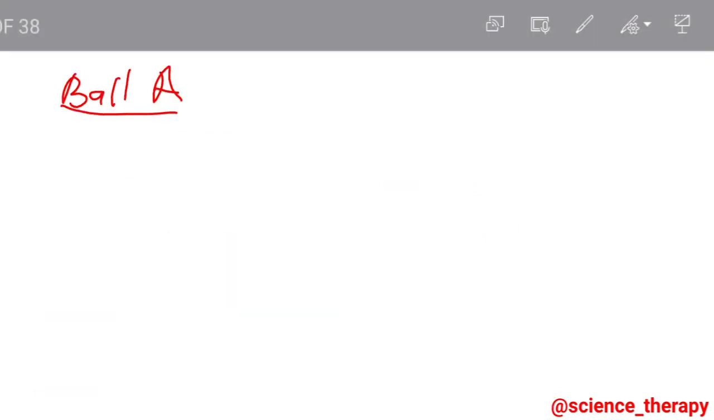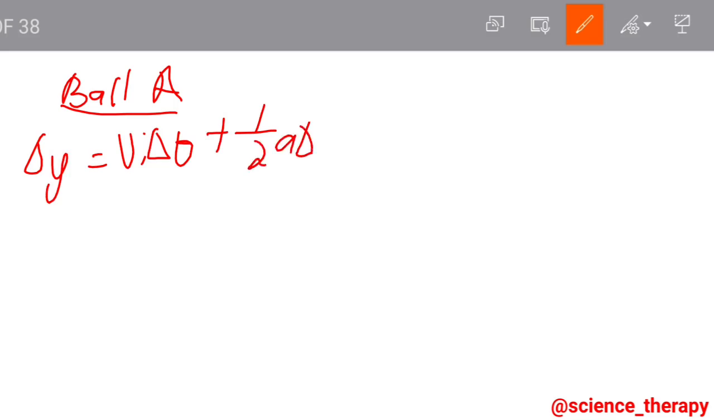Now let's go to ball A. That means we use the formula delta y is equal to VI delta t plus half a delta t squared, right?